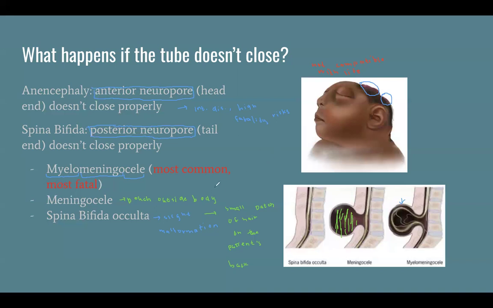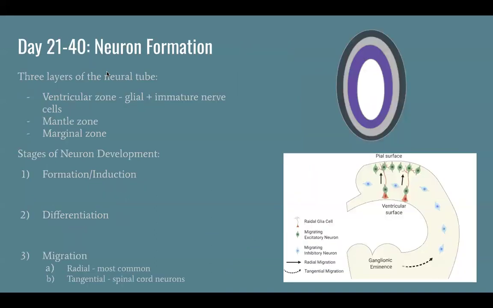All right. So that was a little bit of examples of everything. I hope it was clear. And now let's go into neuron formation. So basically, let's take a cross section of the neural tube, which basically means I'll cut it down this way.